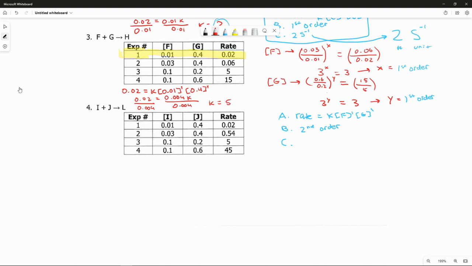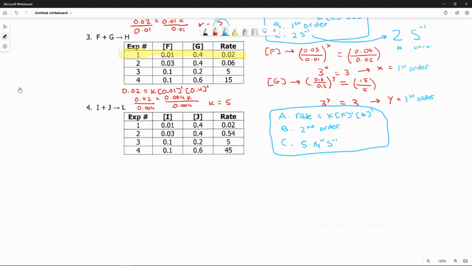5. So we grab our 5 and we can put 5 here. And since the unit hack says that it's m to the question mark, which is the total order here, minus 1, it's m to the negative 1, and then s to the negative 1. So that is going to be your final answer.